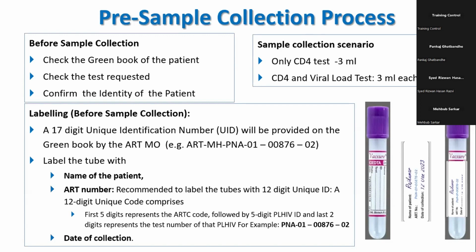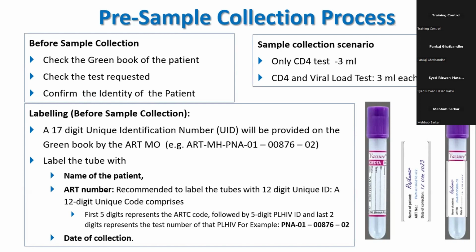Based on what test has to be done, or if both tests have to be done, you have to select your vacutainers. We are using only EDTA vacutainers, which have lavender color caps, either for CD4 or for viral load. For both the tests, we are using the same vacutainers. For CD4, you require 3 ml of blood, and for the viral load test as well, you will require 3 ml of blood. If you only have to collect CD4 samples, just draw 3 ml of blood.